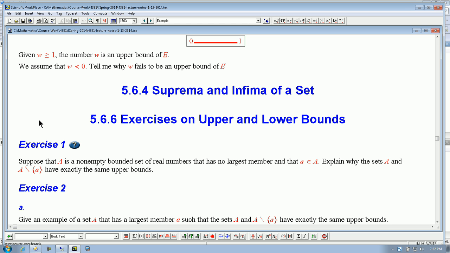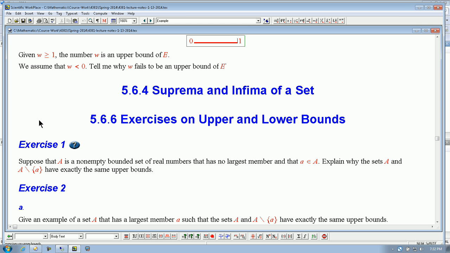0 and 1 are greater than W. Well, I'm not too interested in 1. 1 doesn't belong to the set. 0 is greater than W. A number W less than 0 is not going to be within the set. So how can it be an upper bound if it's not even in the set? Say that to me again.